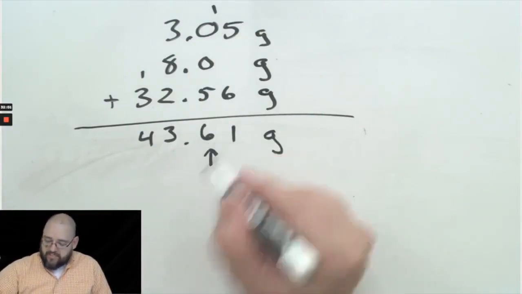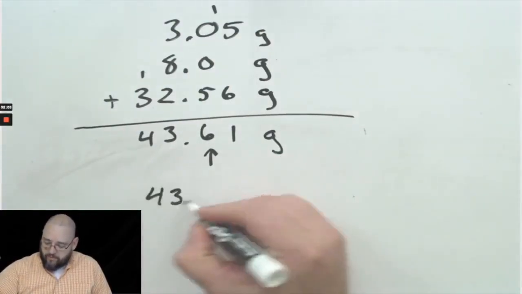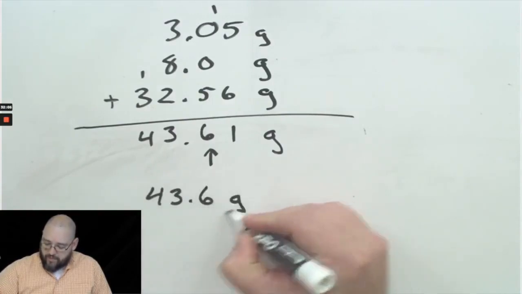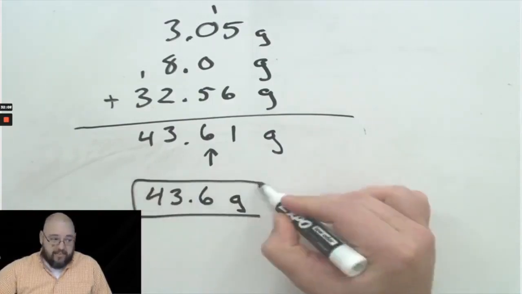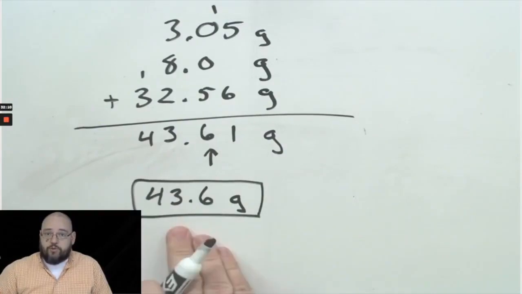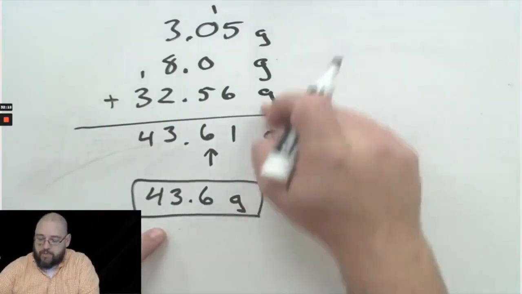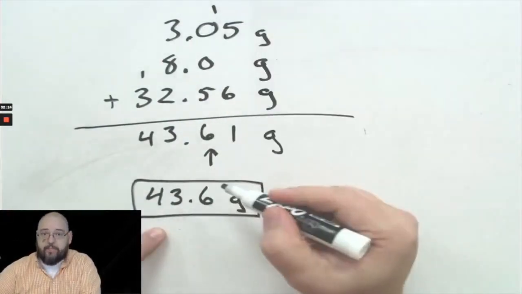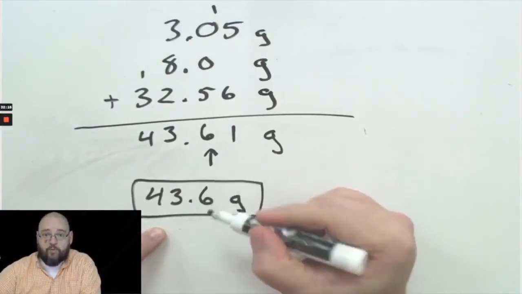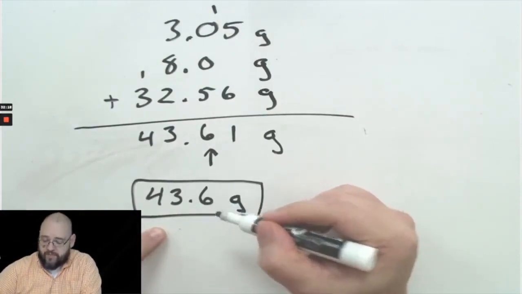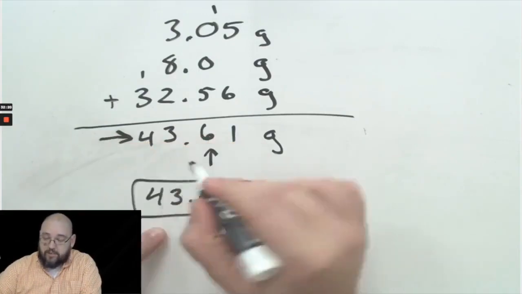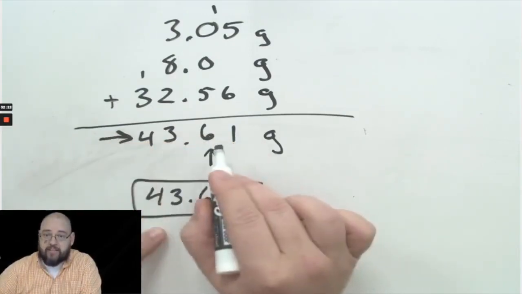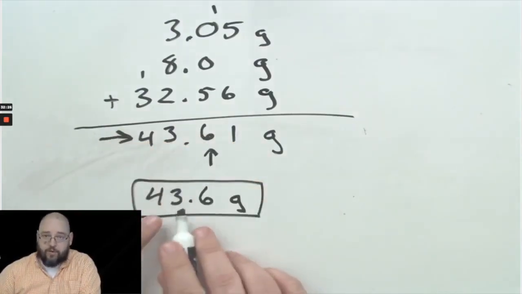So this number is less than 5, so I'm going to have 43.6 grams. This is the answer that I would give as the answer to my problem, because I used measurements and I calculated my answer. So I have to account for those significant figures. This number is the number your calculator will give you when you add them all together. But this is the correct answer, accounting for the significant figures.